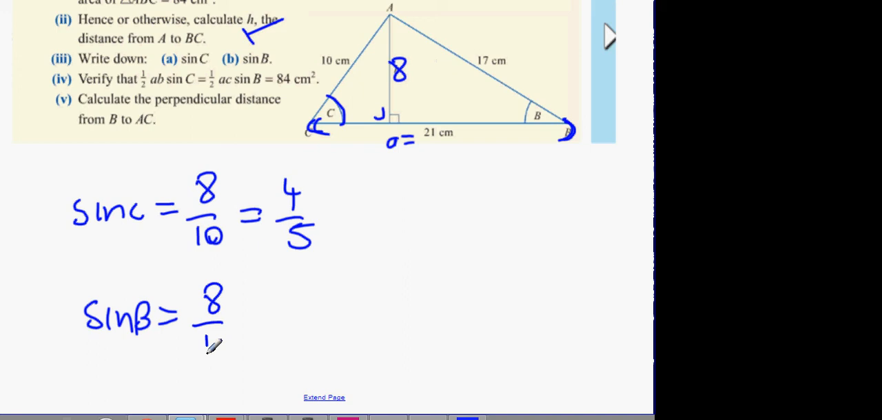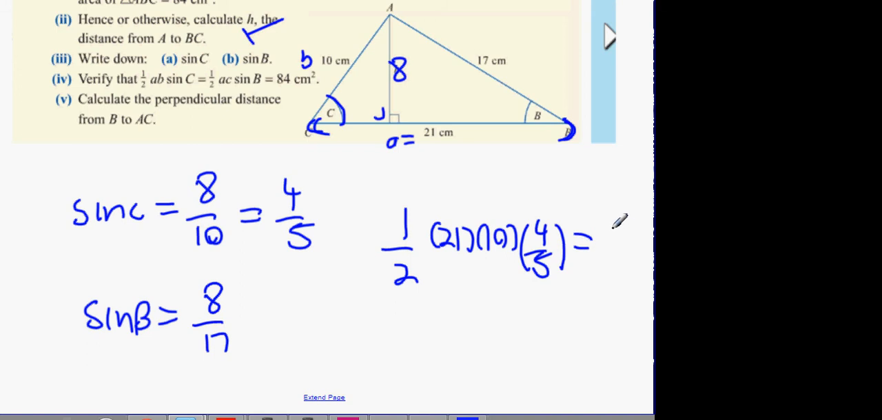Now, it wants me to verify that a half AB sine C is 84. How would you do that? You just say a half, now A is 21, B is 10. So it wants me to do a half 21 times 10, and then it wants me to write down what sine C is. Sine C is 4 over 5. So what is a half 21 by 10 by 4 over 5? 84. It is 84.